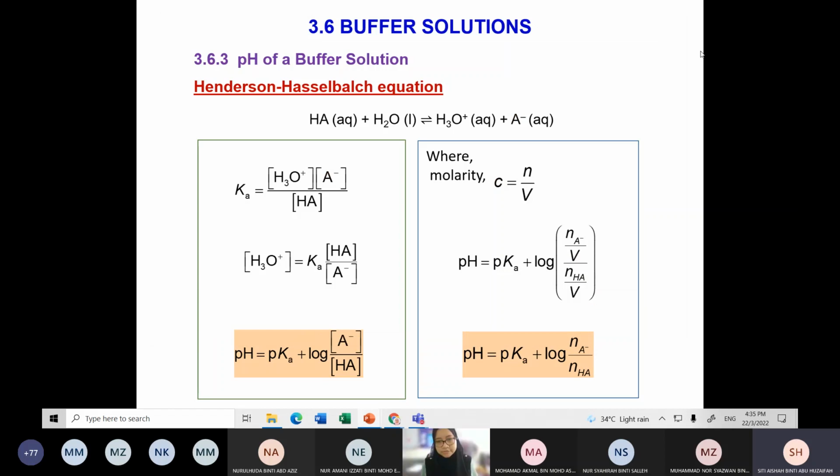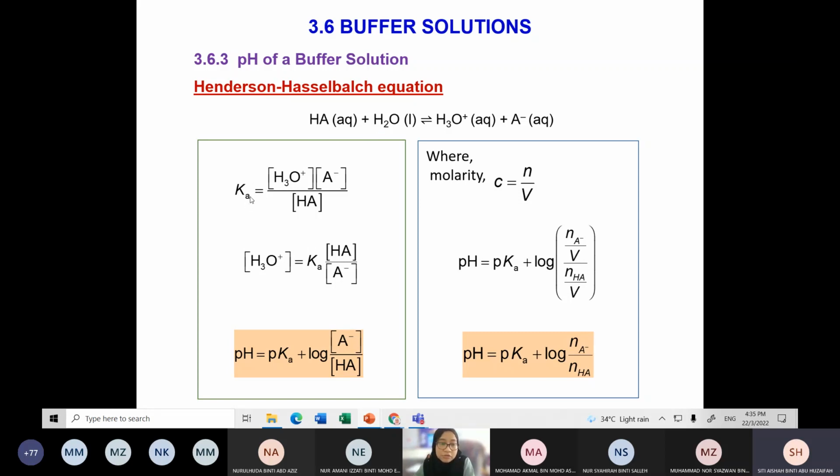Okay, right, so let's continue. Henderson-Hasselbalch equation. So use this as our reference. This is the general equation of weak acid. Okay, kita bagi contoh lah. Tapi it is also applicable to weak base. Okay, maksudnya kalau dia tunjuk weak acid macam ni, it's the same thing for weak base.